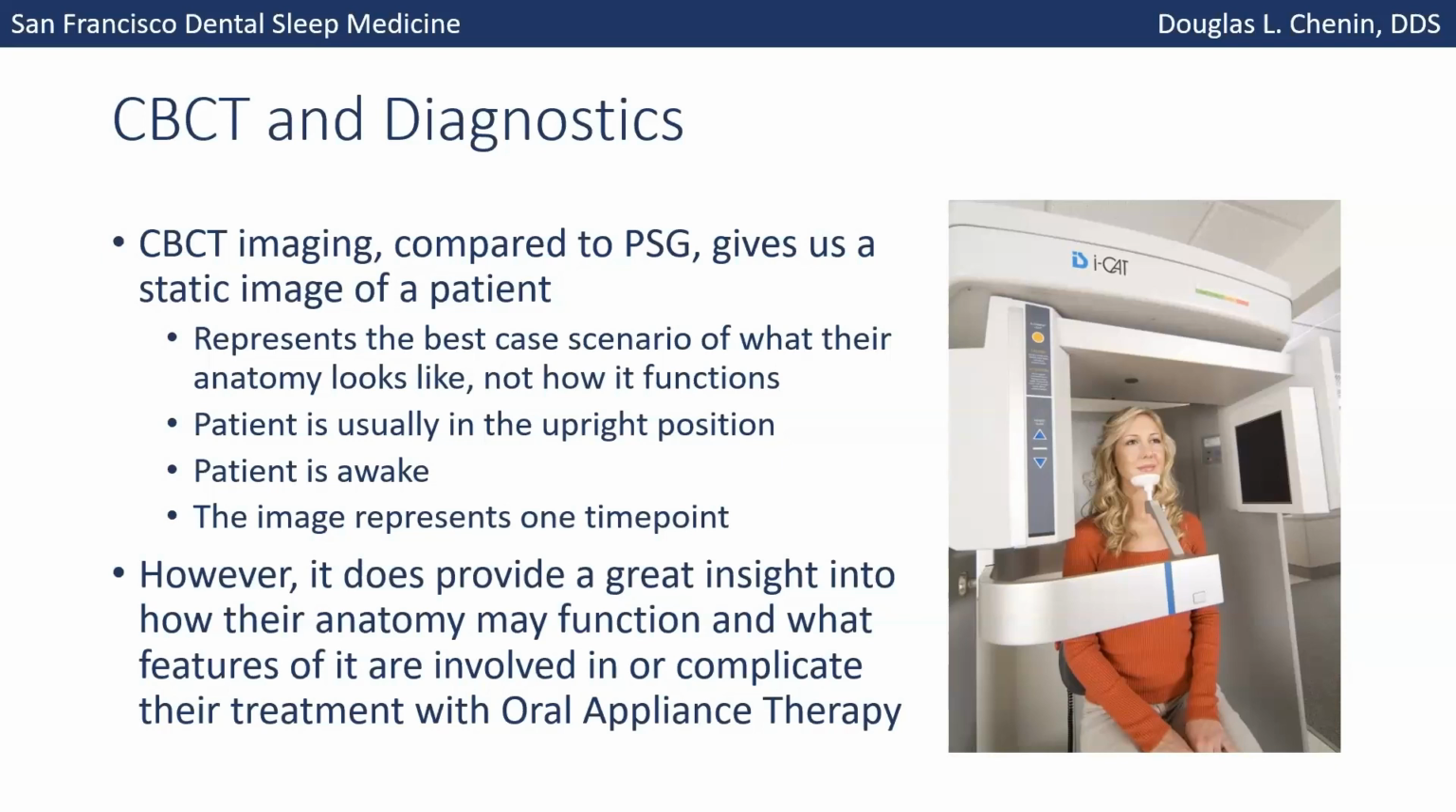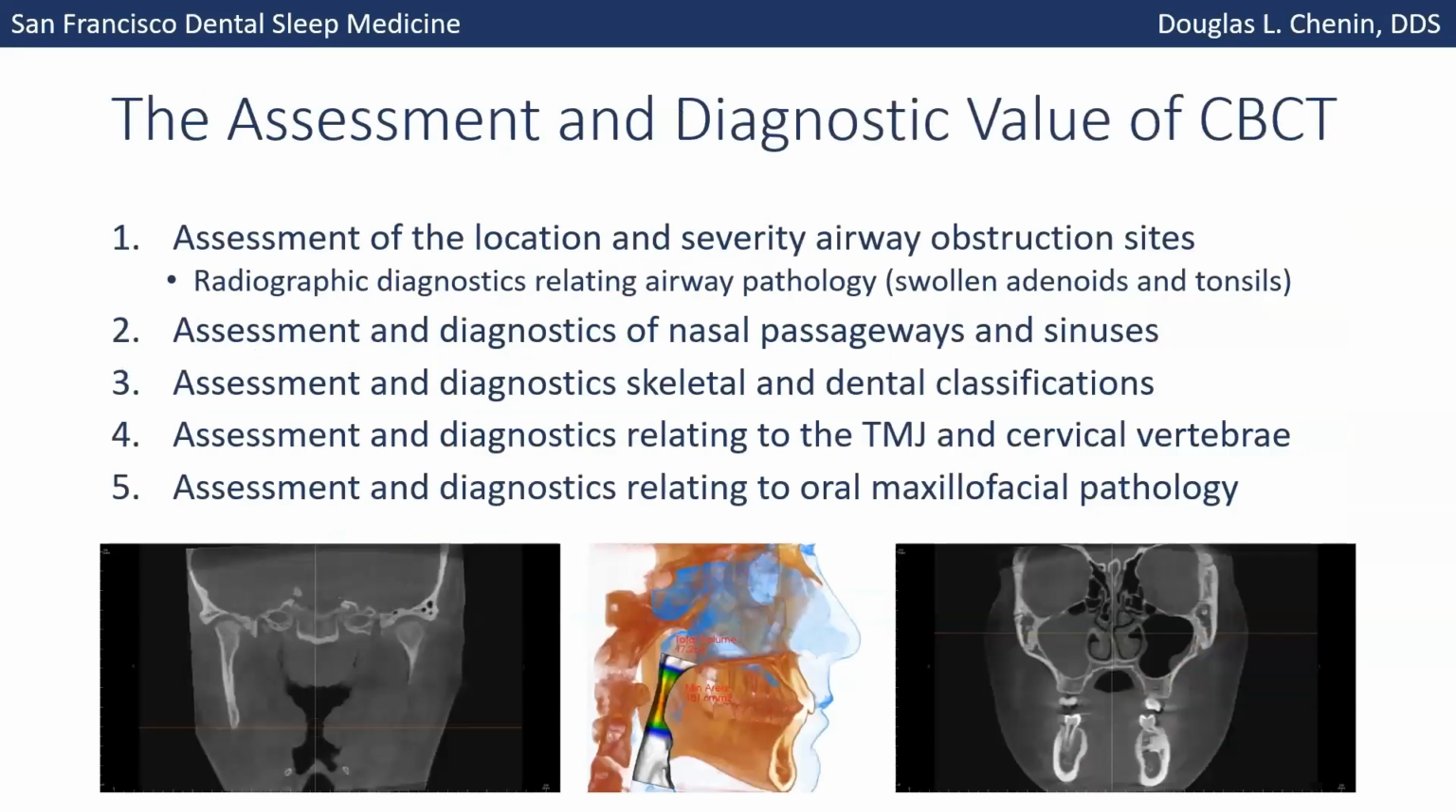But in many cases, it's pretty easy to see based on the anatomy what's going to happen, based on how constricted they are. So I use cone beam all the time on every patient, and it gives me an assessment of the severity of the airway obstruction. It gives me a view of the nasal passageways, just the general skeletal classification. I get to look at the jaw joints, the TMJ, and also just look for any other pathology.